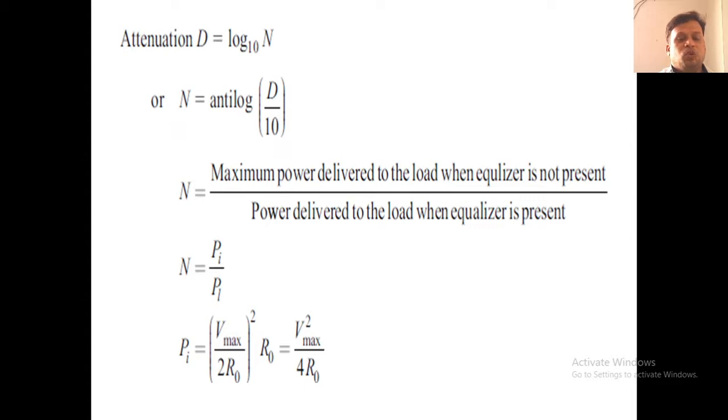Pi is equal to (V max by 2R0) whole square into R0, and that equation will give you V square max by 4R0. So the input power Pi is V square max by 4R0, which is in this equation.